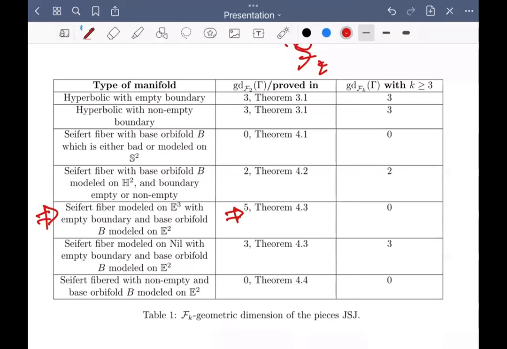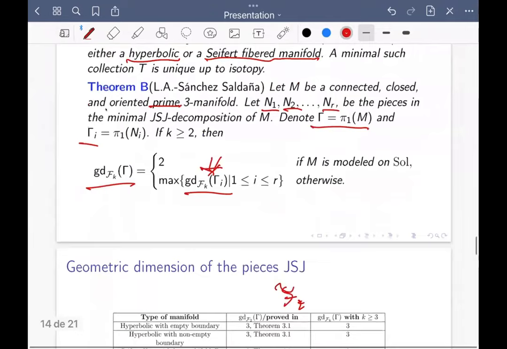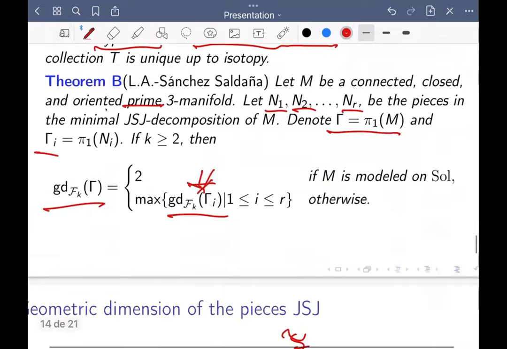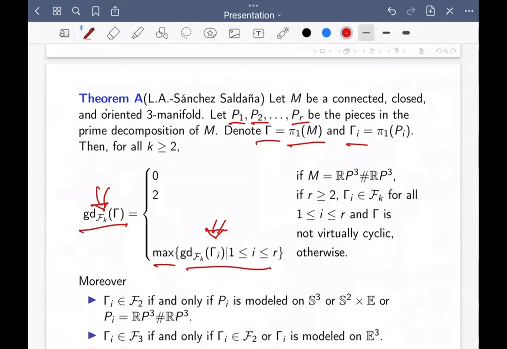So with Theorem A and Theorem B, and this table, we compute the homotopy dimension with respect to this family completely. So I think that's all. Thank you for your attention.